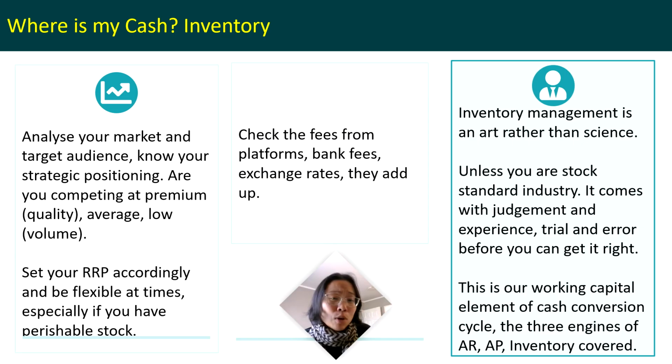So when you've done multiple iterations, you've looked at your margins, if you analyzed how much you're making on such and such and how long it takes for you to collect your cash from start to finish, you will get a better inkling of how much you should charge and how you can actually utilize your inventory to your advantage. So this concludes our working capital elements of our cash conversion cycle, covering the three engines of AR, AP and inventory. Thanks.